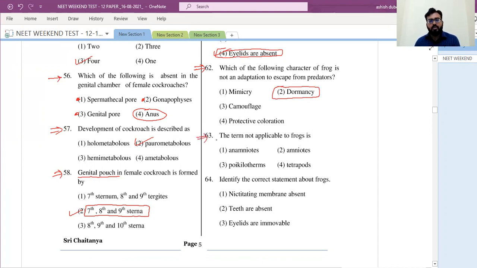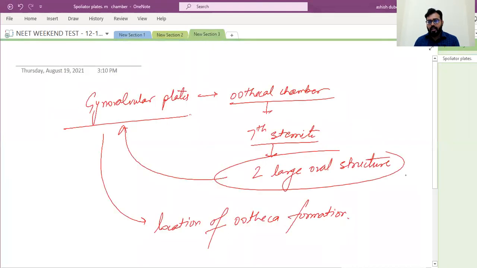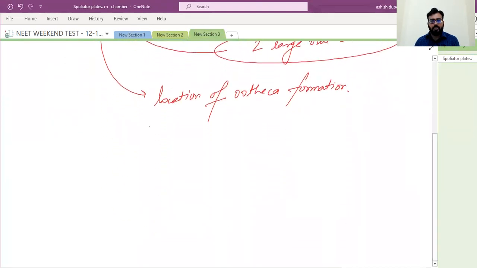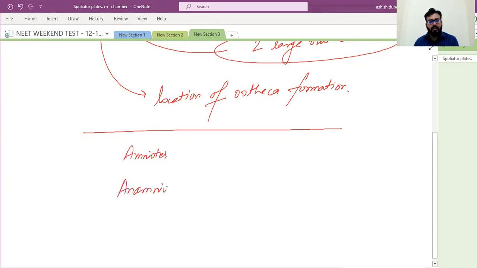Next question is the 63rd. The term not applicable to frog is: amniote, poikilotherm, tetrapod. See, we are talking about frog, and we have 4 options. So you listen. We are having amniotes and anamniotes. Anamniotes include Pisces and amphibians, where the amniotic membrane is not there. And the rest of the tetrapods like reptiles, birds, and mammals are of the category amniotes.